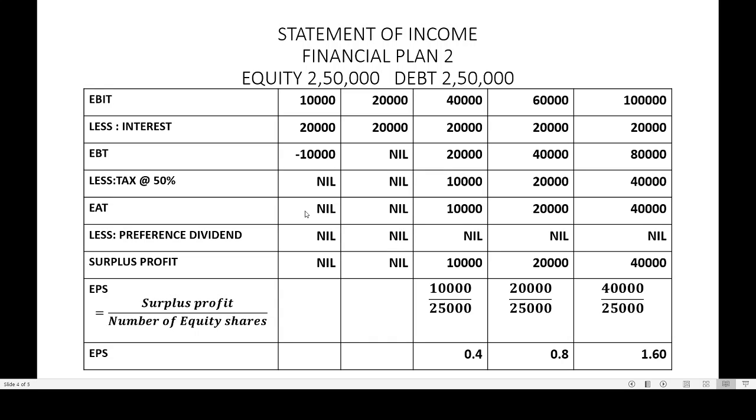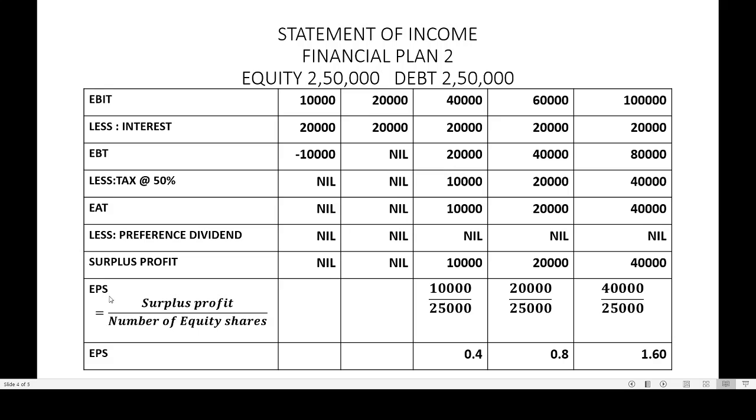So earnings after tax. First case it is nil, second case also it is nil, third case 10,000, fourth case 20,000, and fifth case 40,000. Less preference dividend. Preference share capital is not issued, so preference dividend need not be paid, so it is nil. So surplus profit. In first and second case we do not have surplus profit, whereas in third case 10,000, fourth case 20,000, and fifth case 40,000.